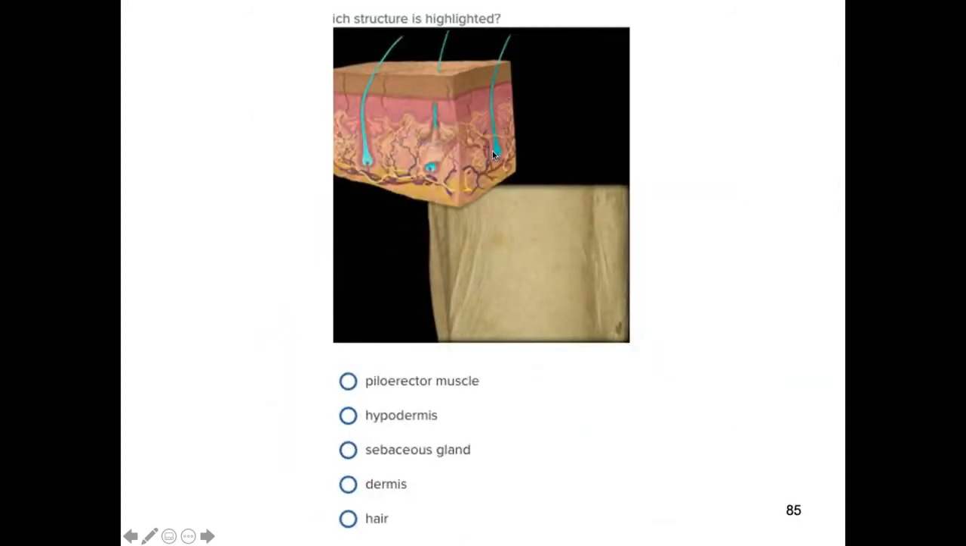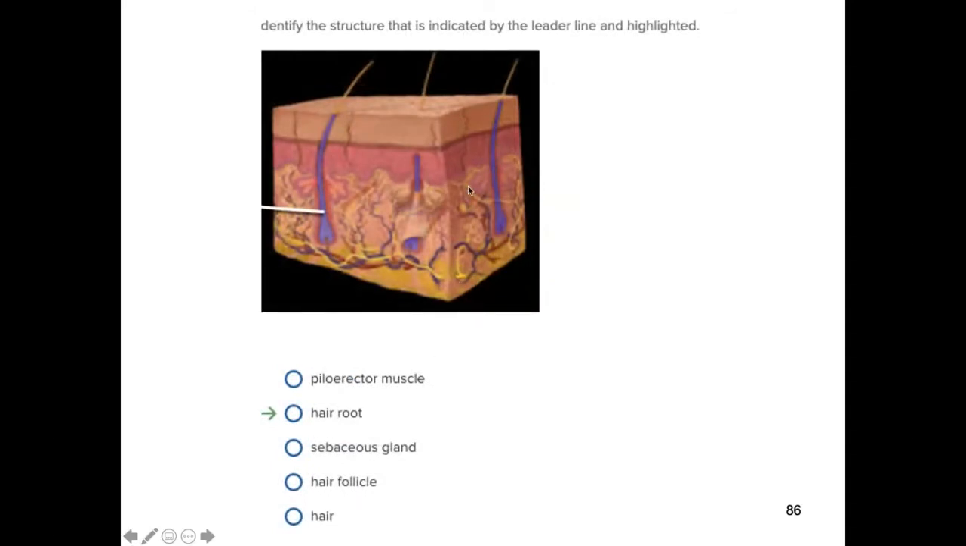So this right here, if it's asking, well, what is this? The only thing that thing could be is hair. That's it. What is this? This is the hair root. It's not the muscle. It's not a sebaceous gland. It's not the follicle. That would be the hair root.